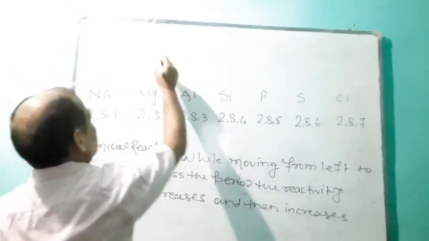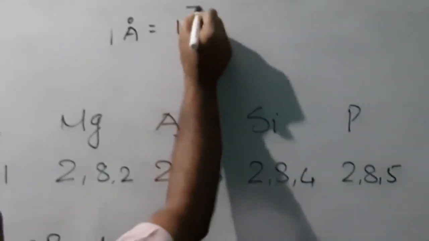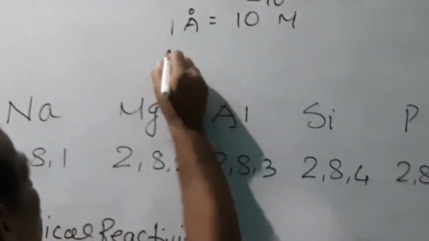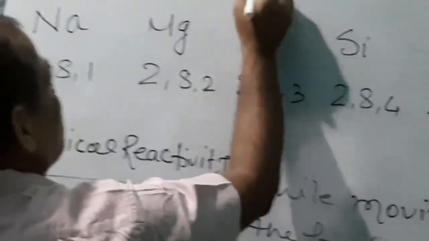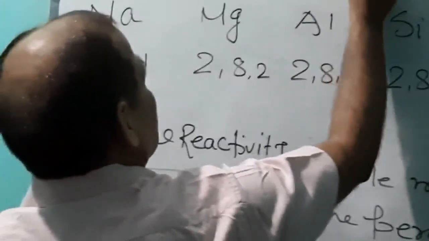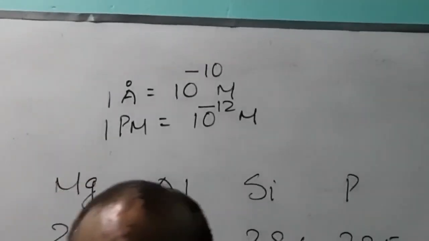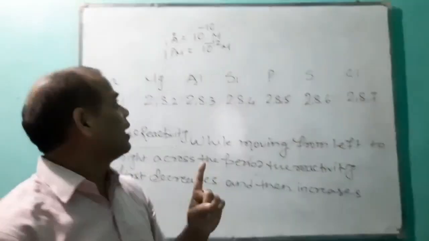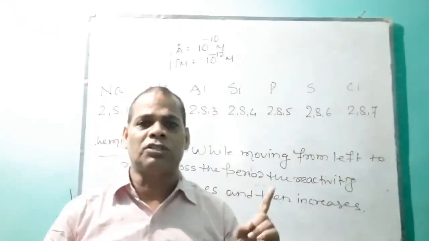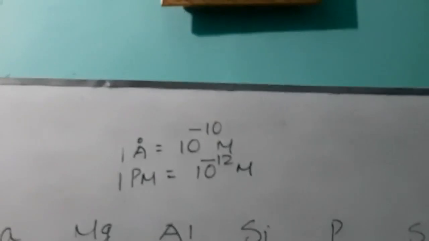So 1 angstrom equals 10 to the power minus 10 meter, or 1 picometer equals 10 to the power minus 12 meter. So atomic radii are generally expressed in either angstrom or picometer. 1 angstrom is equal to 10 to the power minus 10 meter, or 1 picometer is equal to 10 to the power minus 12 meter.